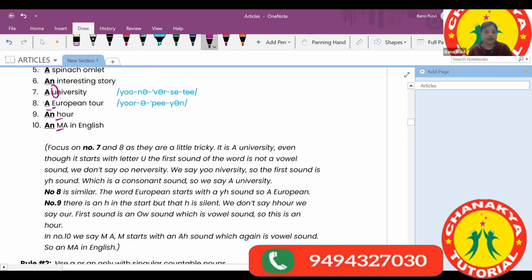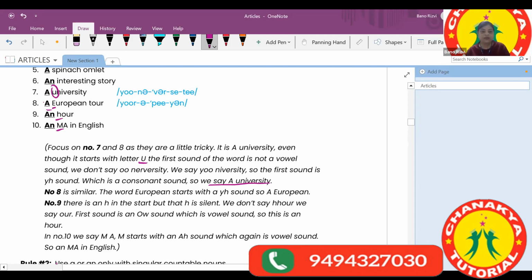Okay, now the seventh and eighth ones are a little tricky. It is a university, even though it starts with the letter U. The first sound of the word is not a vowel sound. We don't say "uh-niversity", we say "yoo-niversity". So the sound is Y, which is a consonant sound, and so it is a university. All of you understand? Now the eighth one is similar. The word European starts with Y. So the sound is "yoo", a European.